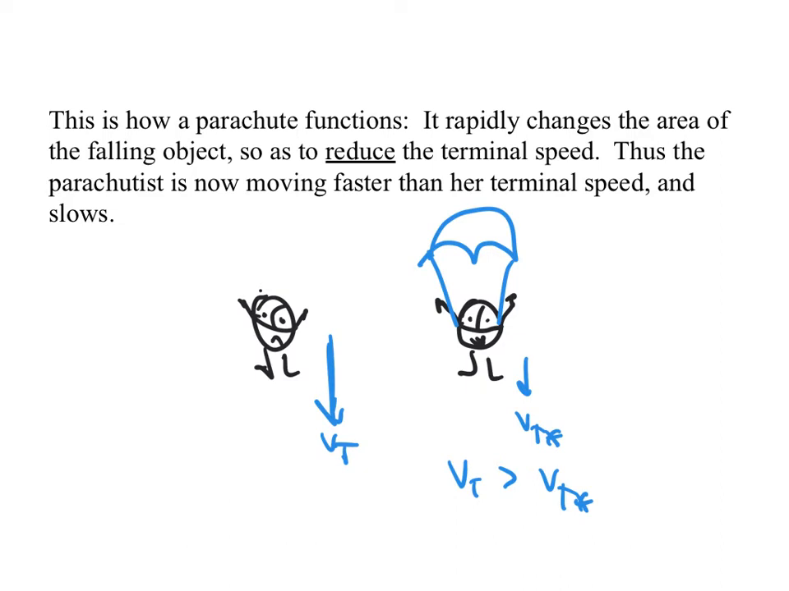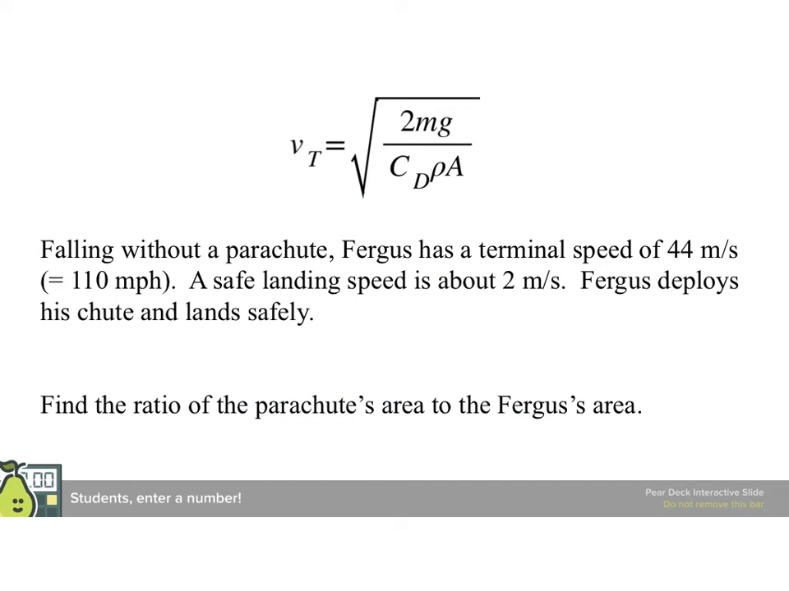By the way, it also is how drag racers work, where they fire a parachute behind. In this case, there's no gravitational force pulling them forward, so there's just the retarding force. And so they coast to a stop in a much shorter distance because there's a much greater force on them. As a reminder, the terminal speed is the square root of 2mg over the coefficient of drag times the density times the area.